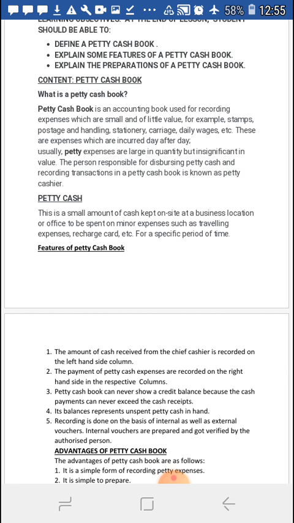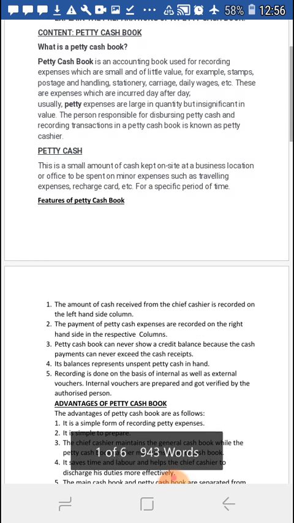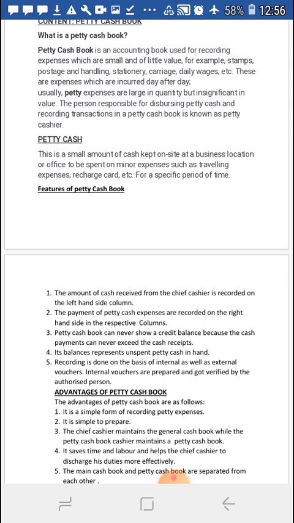The person responsible for disbursing petty cash and recording transactions in a petty cash book is known as a petty cashier. So you should know that we also have a chief cashier that deals with cash book, while the petty cashier deals with the petty cash book. He records all these petty transactions and keeps dates and notes of all the details as well. So a petty cash is a small amount of cash kept on site at a business location or office to be spent on minor expenses that I've mentioned earlier.